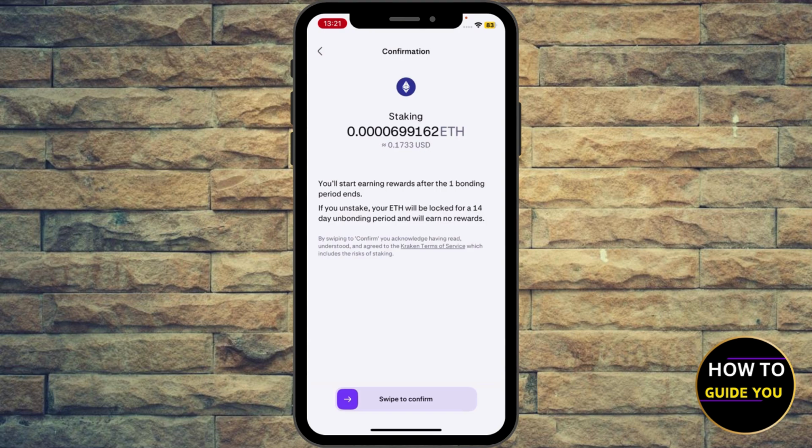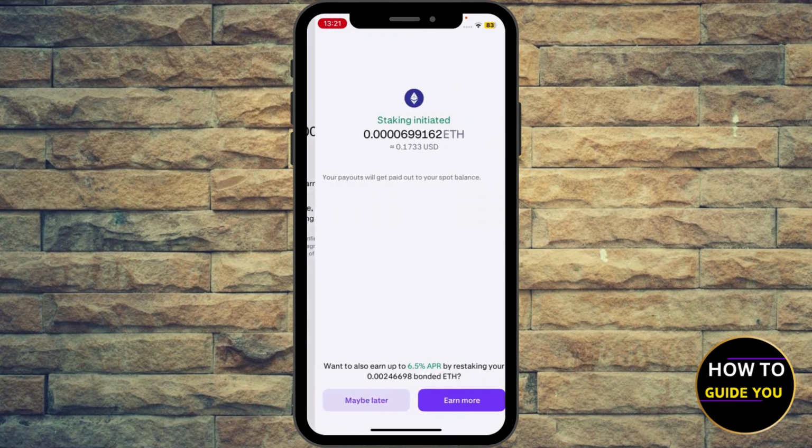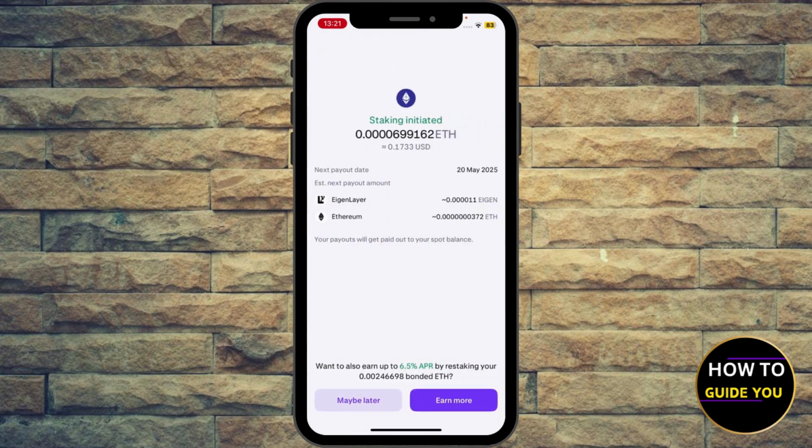By swiping to the right, you will start earning rewards after the bonding period ends. If you unstake, your Ethereum will be locked for a 14-day unbonding period and will earn no rewards. If you want to confirm, just go ahead and hit confirm, and now they've initiated that staking, and you're gonna be able to earn from the market while you sleep.